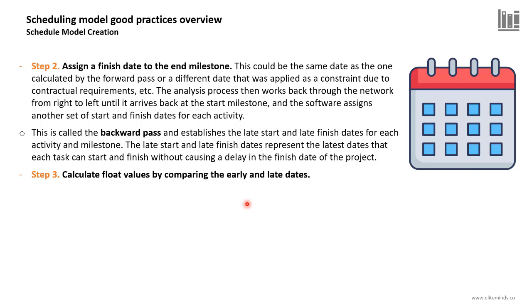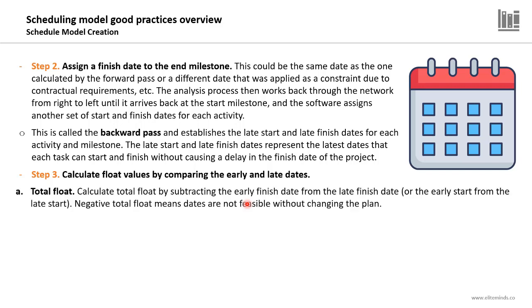The third step in analyzing the schedule model is calculating the float values by comparing the early and late dates of each activity in the project. And the float can be a total float or a free float. Total float: calculate total float by subtracting the early finish date from the late finish date, or the early start from the late start. So the idea is calculating the total float through the difference between the early and the late figure, either the early start with the late start or the early finish with the late finish.